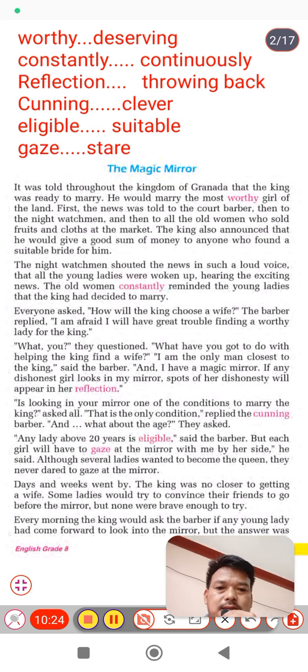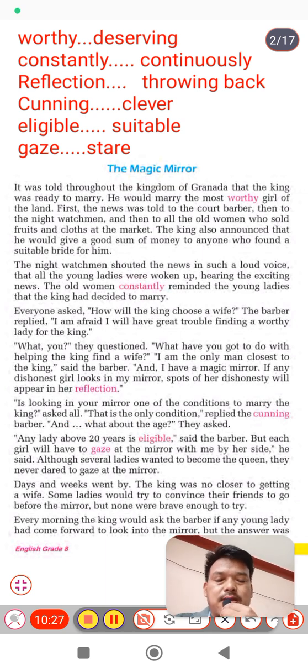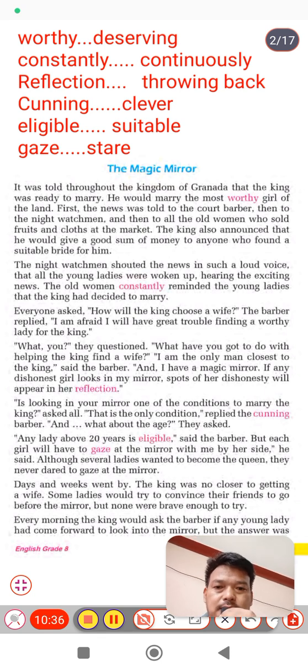And what about age, they asked. The young ladies and the old ladies over there asked the barber what the age would be. Any lady about 20 years is eligible, said the barber, and he replied that everyone who is 20 years and above is eligible and deserving. She can be a bride of the king. But each girl will have to gaze at the mirror with me by her side. Before getting married, each girl would have to look at the mirror.